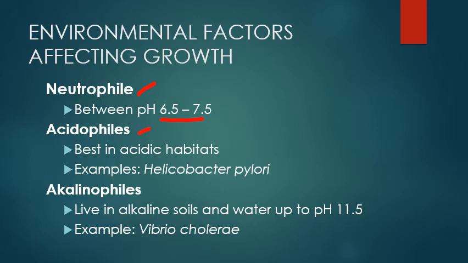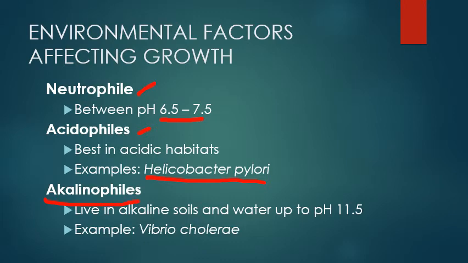Next would be acidophiles. Acidophiles do best in an acidic habitat, so it's actually less than 6.5. An example of this is Helicobacter pylori, which causes peptic ulcer. As we know, the stomach can have an acidic environment of pH 1. This bacteria, Helicobacter pylori, can resist a pH of 1. Next would be alkalinophiles.